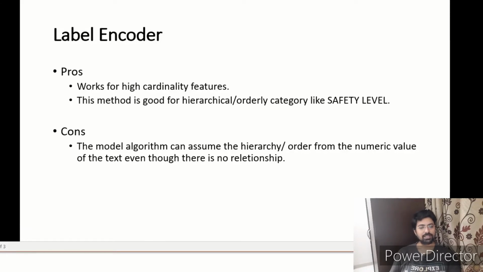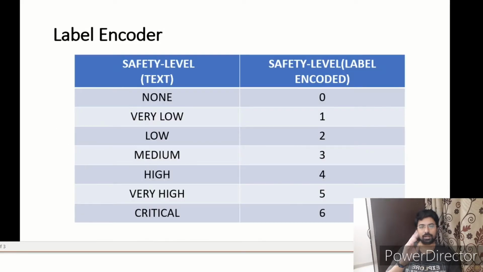So let's take an example here. You have data for the safety level. There are 6 or 7 kinds of safety level: none, very low, low, medium, high, very high or critical, and you are converting it to numerical form with a scale of 0 to 6, where 0 is none and 6 is the highest, critical.